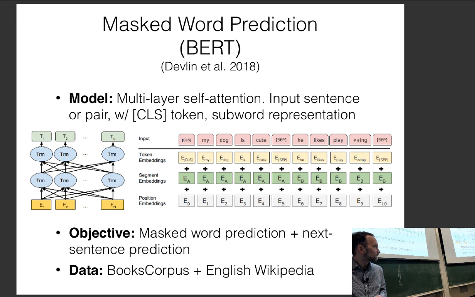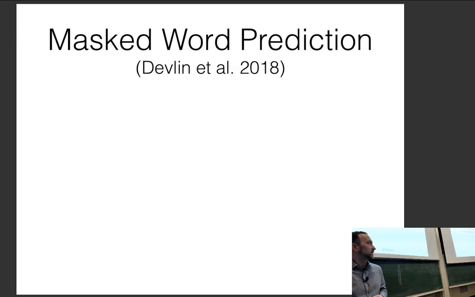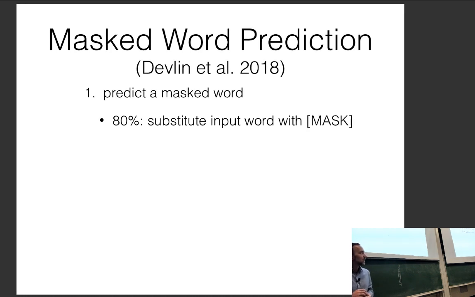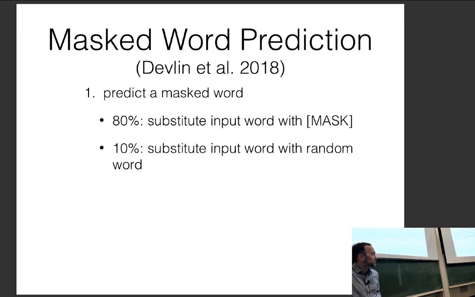They also have a clever way to do masking. 80% of the time, you substitute the input word with this mask, which is basically like, I don't know what this word is. 10% of the time, you substitute the input word with a random word. So you're inputting a random word and trying to fix it. This is something called a denoising autoencoder. A denoising autoencoder takes in an input that has been noised in some way and generates the output. And then 10% of the time, there's no change at all to the word. So you feed in the word itself and you try to predict the word.